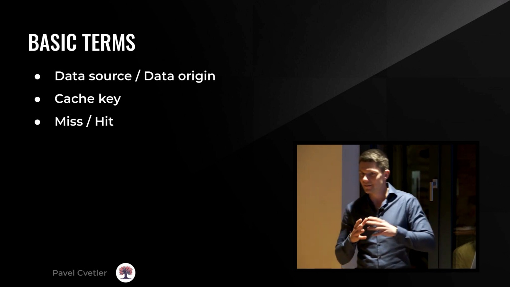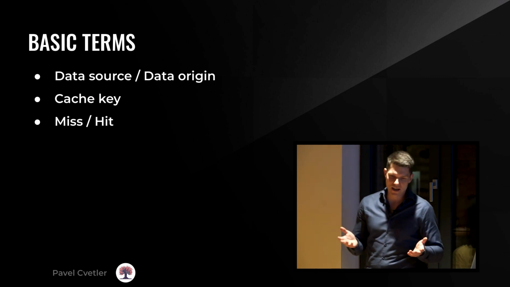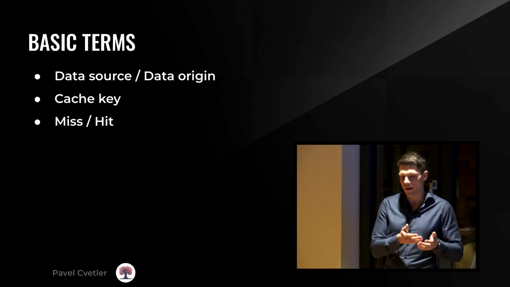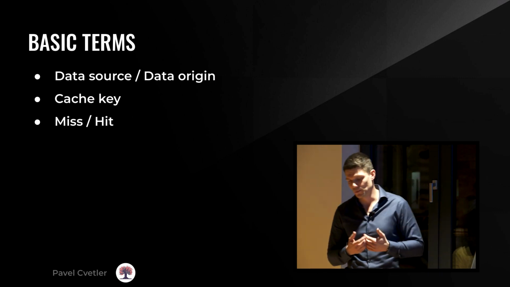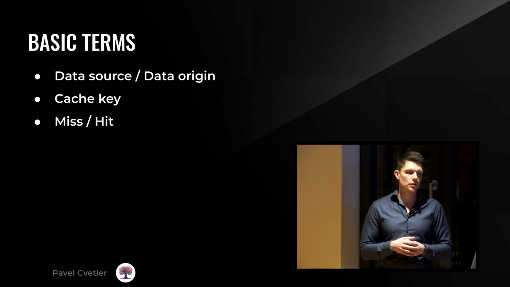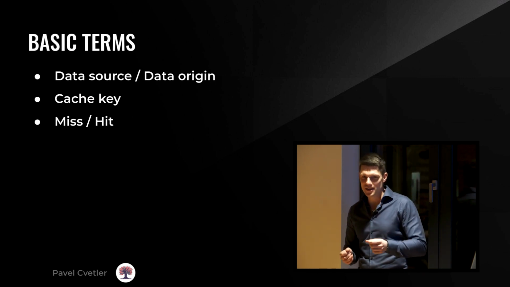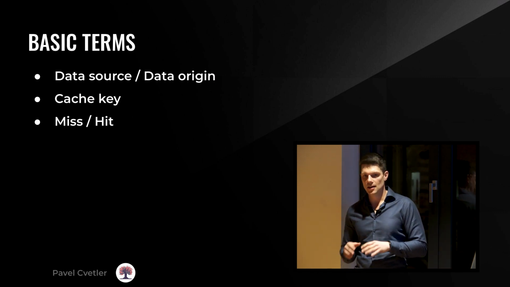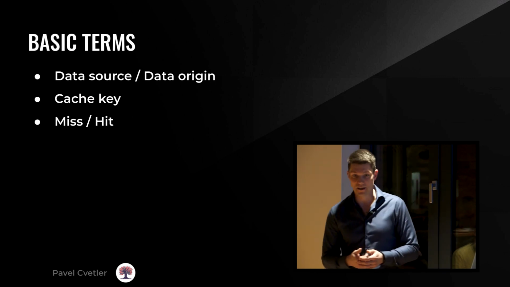Cache key, I hope this is a term I don't have to explain any deeper. The cache is some sort of key-value storage, and the cache key is the way you can access data in it. Miss and hit are, from my point of view, basic terminology, but maybe someone doesn't know what they mean. If you experience a miss, it means that you didn't find data under the cache key you wanted. If you experience a hit, it means that you are lucky enough and found them.